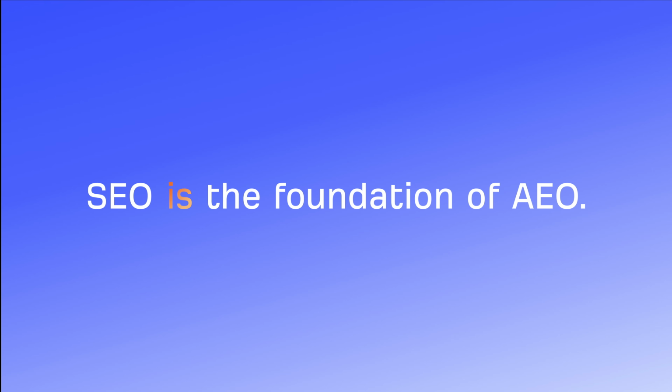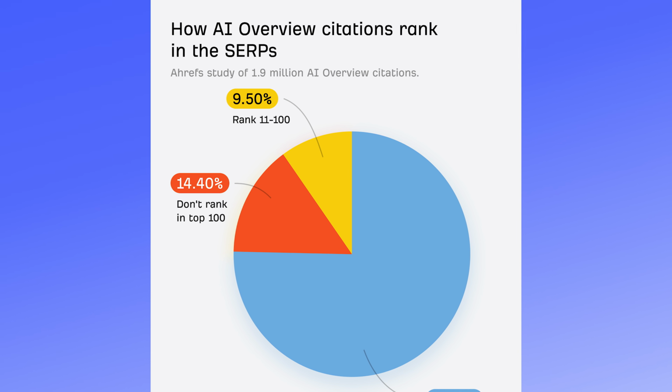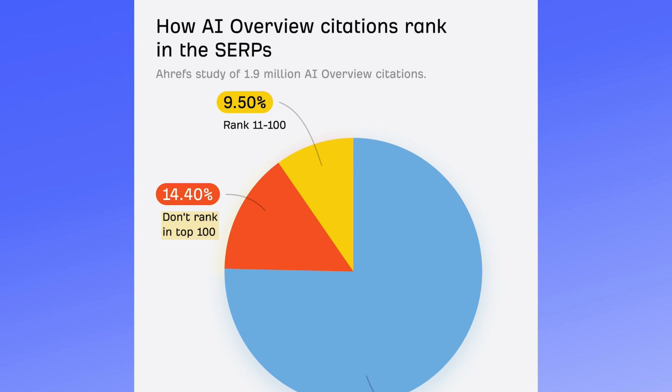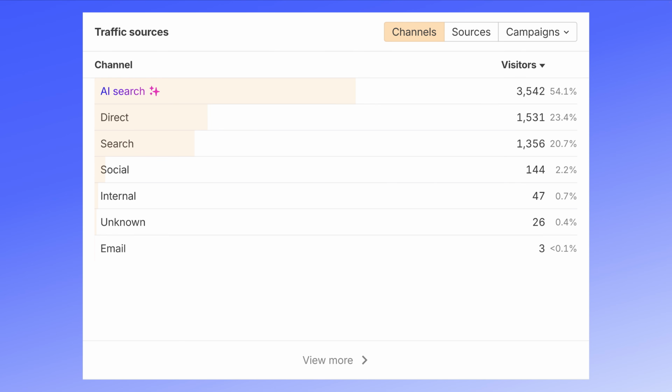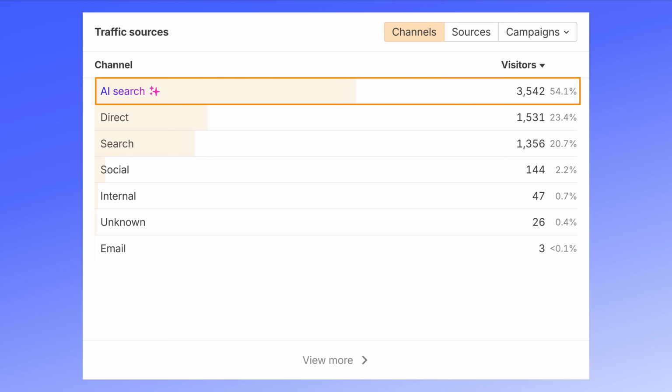So I'll hit that gong one more time. SEO is the foundation of AEO, but it's not only about Google rankings. 14% of pages cited in AI overviews don't rank in Google's top 100 at all. And for platforms like ChatGPT, the overlap with Google's results is even lower. So there's real opportunity for brands that aren't dominant in traditional search to still show up in AI.